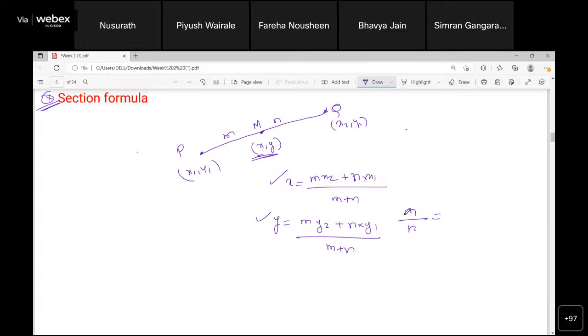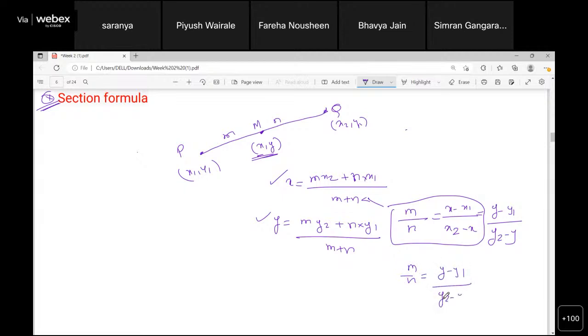If I want to find out the ratio m is to n in this case, how do we find m here? x minus x1 upon x2 minus x equals y minus y1 upon y2 minus y. You can solve this equation also. If you cross multiply and simplify, you will get the same thing. And m upon n equals y minus y1 upon y2 minus y.